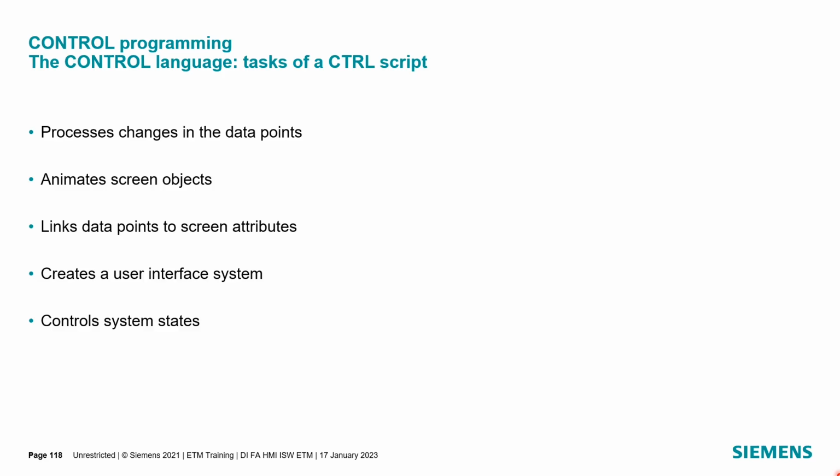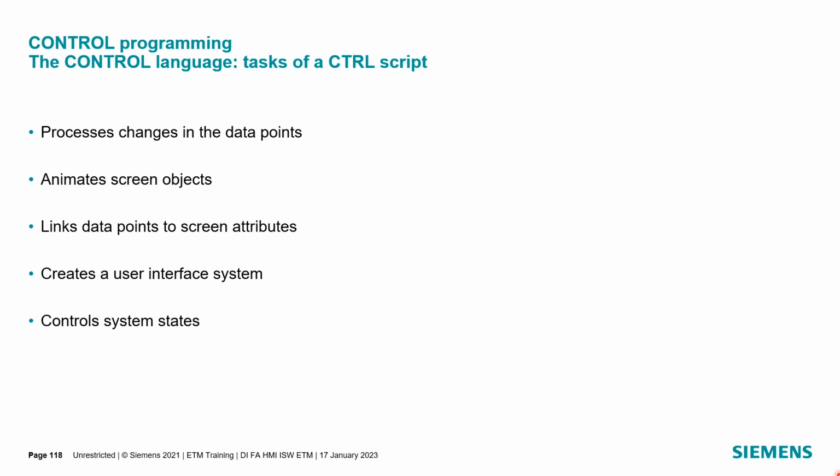So to summarize, the control scripting language is used to process data points and also for animation of screen objects. We are using this control scripting language in the so-called Control Manager to realize the business logic of our project, and in user interfaces for the human-machine interface and the screen animation and all that stuff.